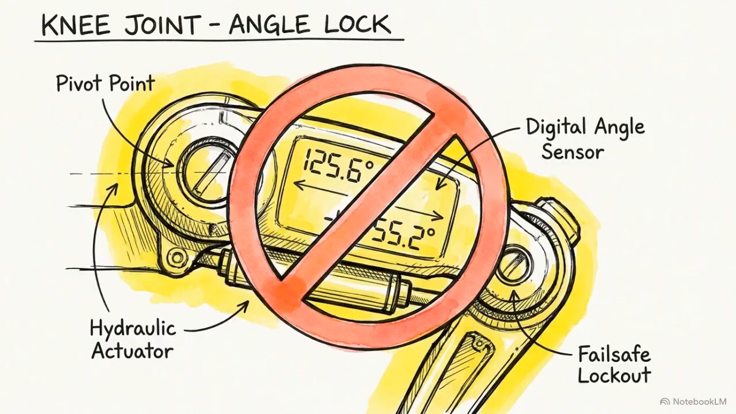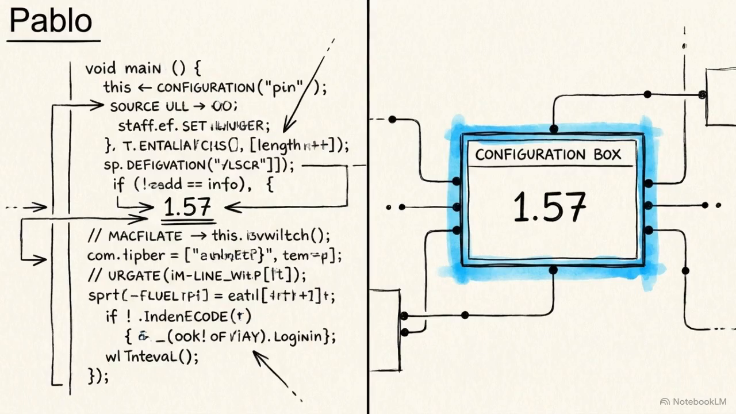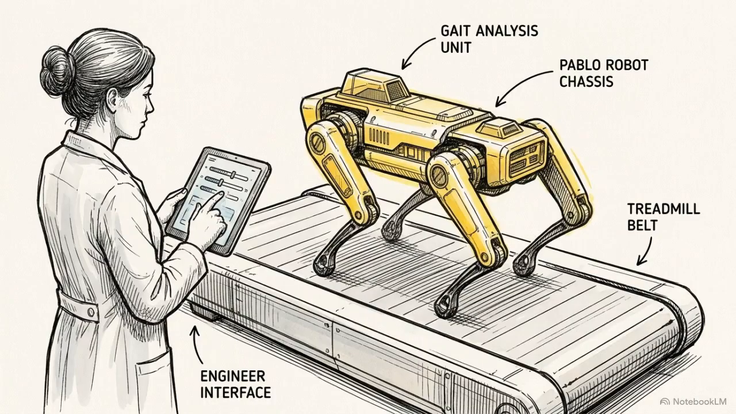You never use them to transmit continuous, high-frequency state data like changing joint angles. By pulling hard-coded constants out of the logic and into parameters, engineers can actively tune physical control loops and evaluate mechanical behavior on the fly.